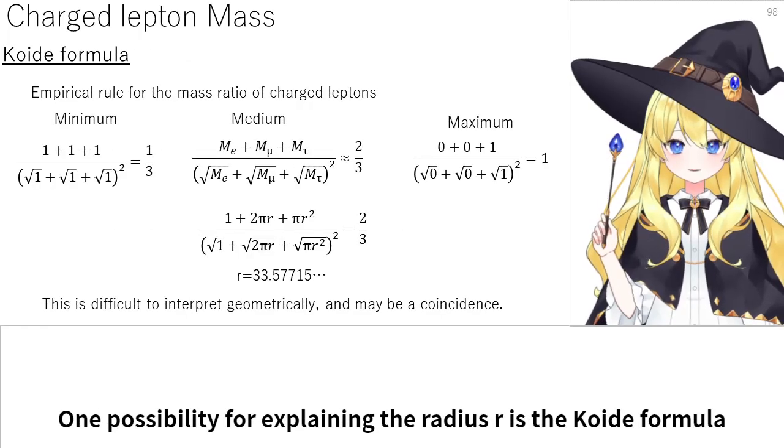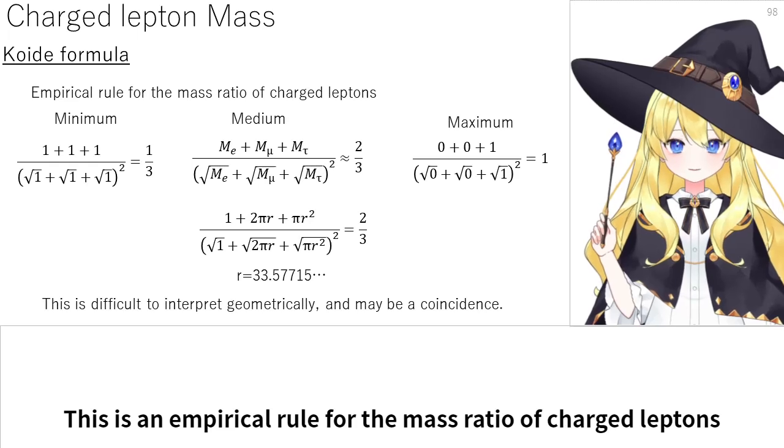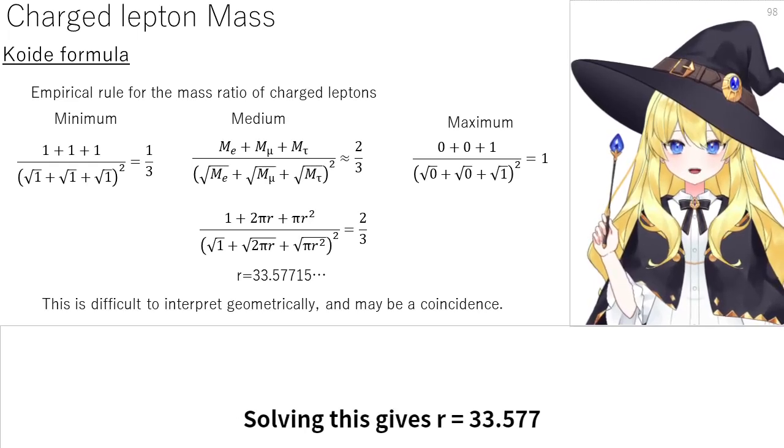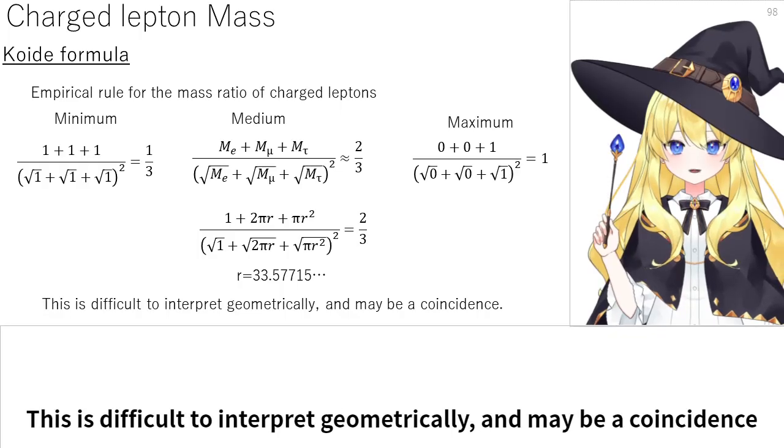One possibility for explaining the radius r is the Koide formula. This is an empirical rule for the mass ratio of charged leptons. Solving this gives r = 33.577. This is difficult to interpret geometrically, and may be a coincidence.